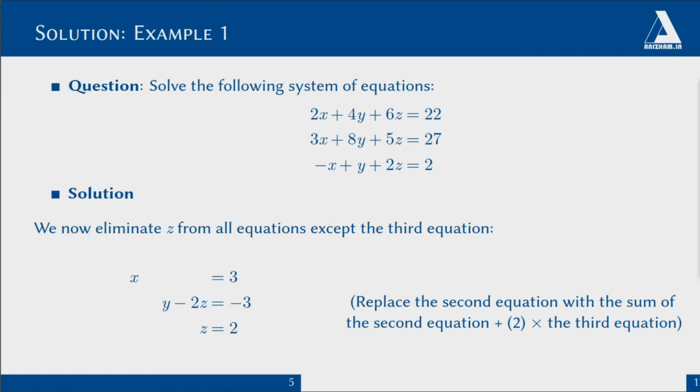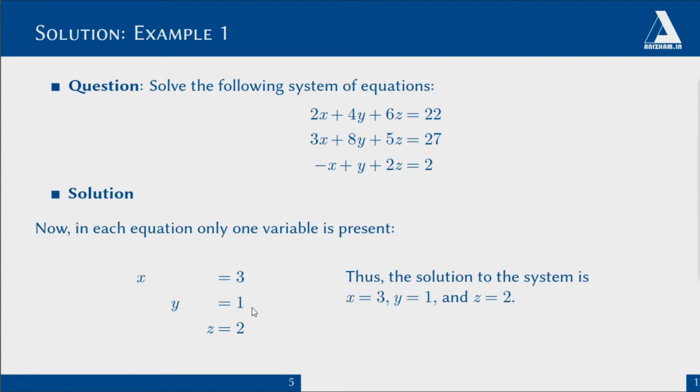Now in order to eliminate z from the second equation, we replace the second equation with the sum of the second equation plus 2 times the third equation. Because this one is minus 2, we have to add 2 to this term so that this will become 0. So if we add 2 times the third equation to this equation, this will become 0, and the only term that will remain on the left hand side will be y, and on the right hand side it will be minus 3 plus 4, that is 1.